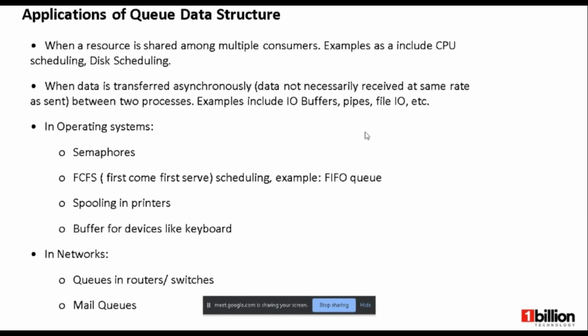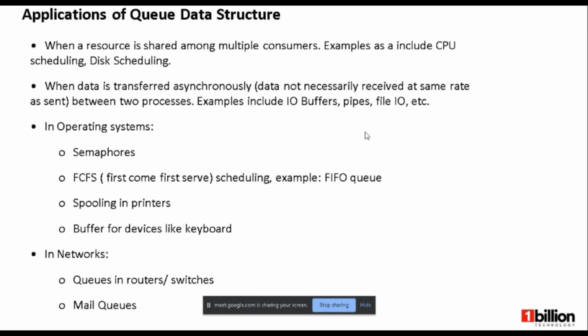Now, the basic operations of the queue in data structure: enqueue, dequeue, peek, initialize, is full and is empty. Those are the operations of the queue data structure. Enqueue is the process of adding or storing an element at the end of the queue. Dequeue is the process of removing or accessing an element at the front of the queue.